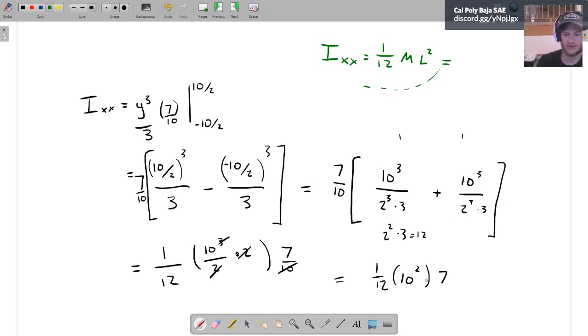And that is the same thing that we have down here. We have 1/12 times the total mass, which is 7, times the total length squared, which is 10. And for completion's sake, that's going to be 700 over 12, 58.3. That's 58.3, and this is in units of pounds times inches squared. So pound inches squared. So that's how you do it for a slender rod.